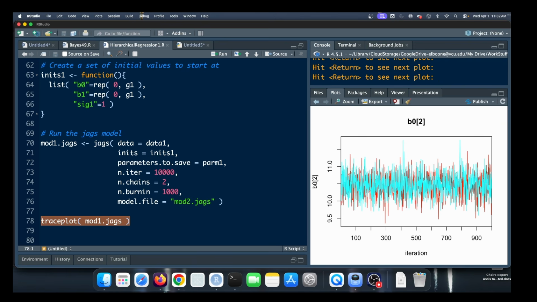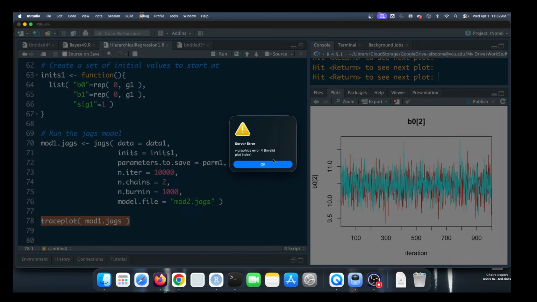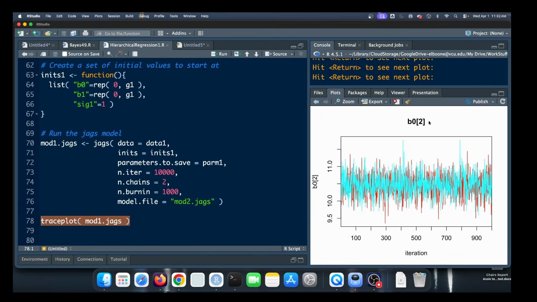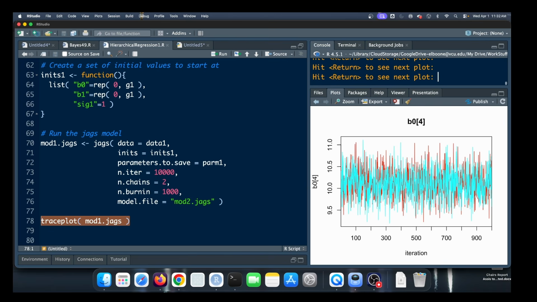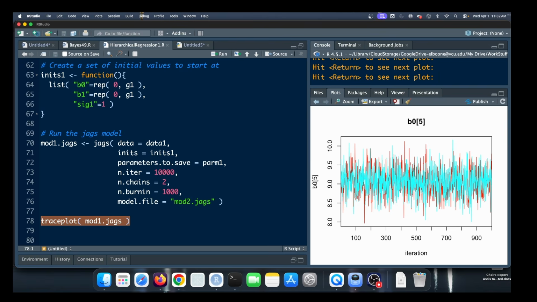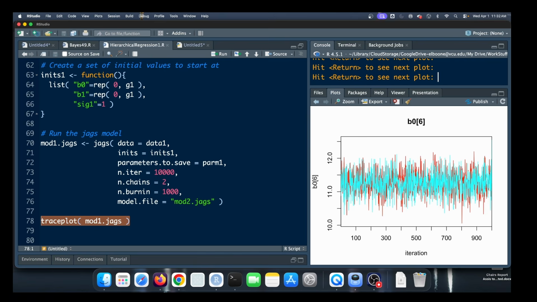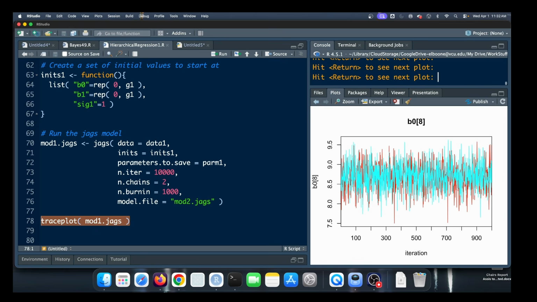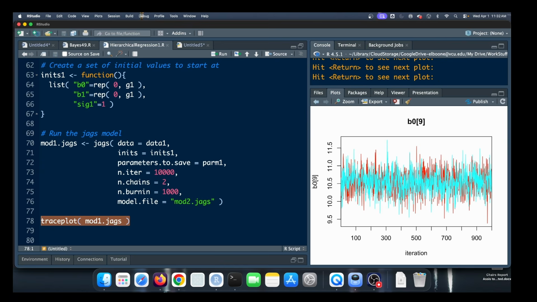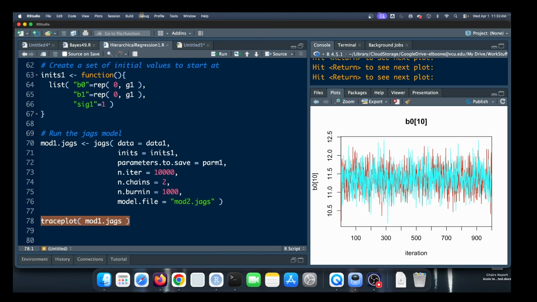So I went past the first one, but here you can see beta 0. Beta 0, the second one. Beta 0, the third one. Beta 0 for the fourth group. Beta 0 for the fifth group. Beta 0 for the sixth group. And if you pay attention here, you can see the scale is changing on these. Beta 0 for the seventh group. Beta 0 for the eighth group. And then beta 0 for the ninth group. So you can see these intercepts are different for each group.